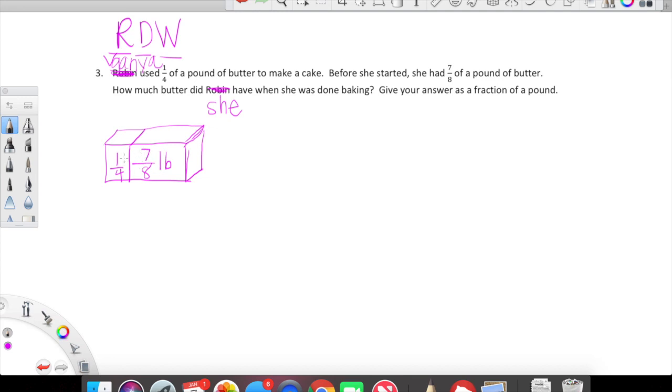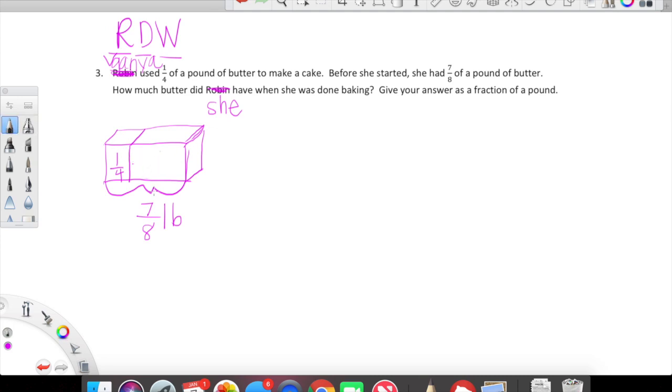So what we are looking for is, if this entire stick of butter was originally 7/8 of a pound, and she used 1/4 of a pound, what was she left with once she was finished baking? And I think the way that I drew this is probably a little bit misleading, completely accidental, but I'm going to try to erase the way that I had this labeled. So let's think about it like this, you guys.